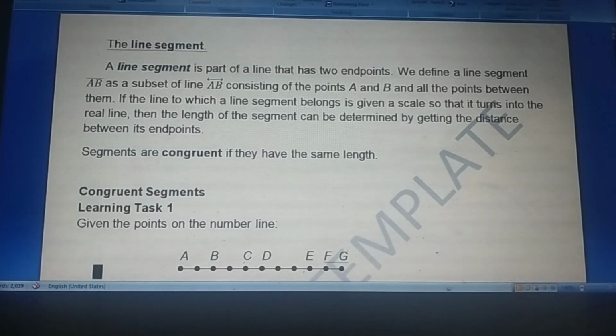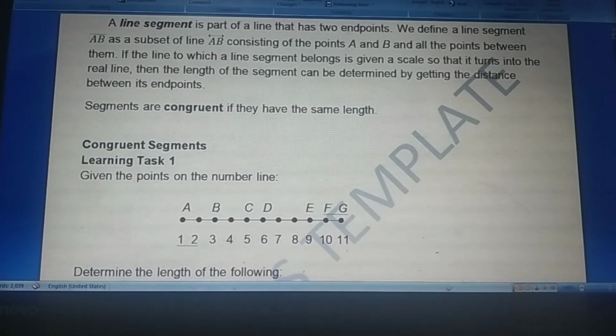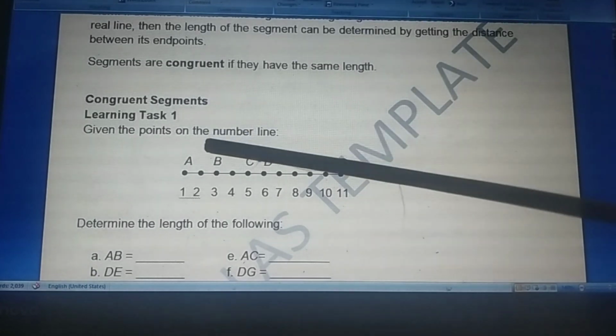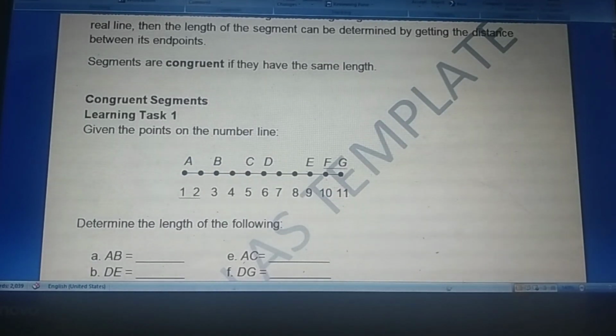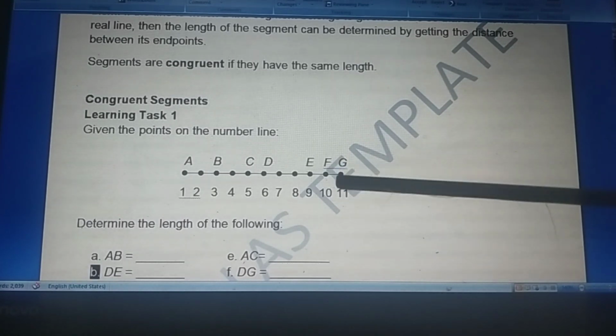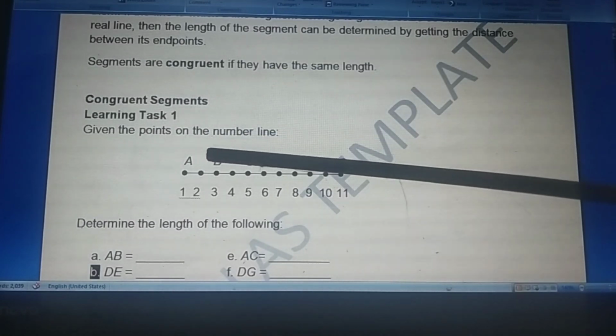If the line to which a line segment belongs is given a scale so that it turns into the real line, then the length of the segment can be determined by getting the distance between its endpoints. For example, this line segment AG. Line segment AG has scales from 1 to 11. So to know the lengths, we simply get its distance. There are two ways. For example, what is the length of line segment AD?